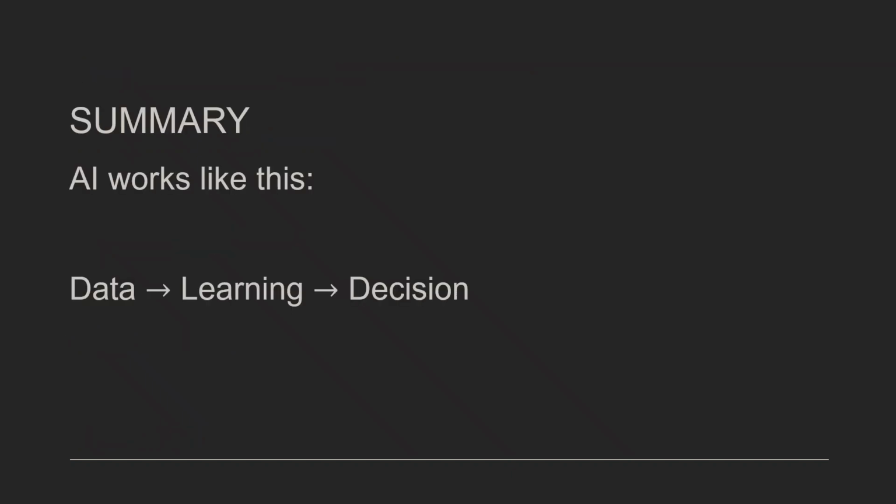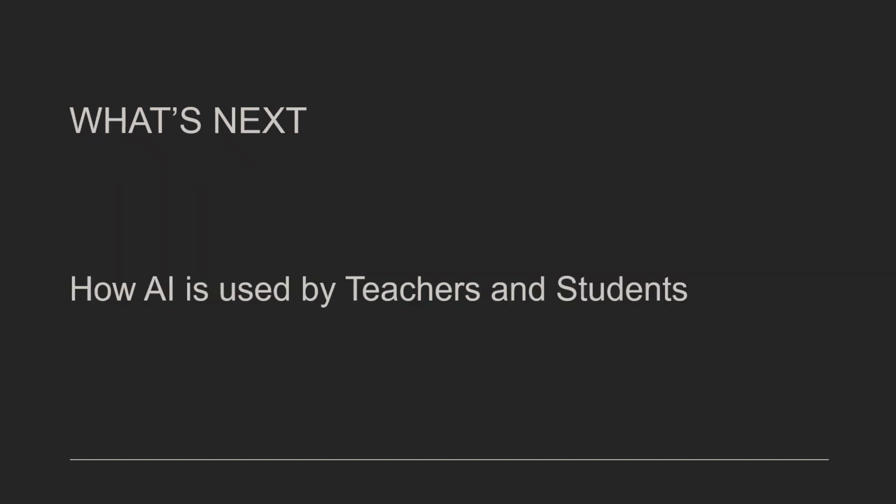So, to summarize, AI works in a very simple way: data, learning, and decision. In the next video, we will see how teachers and students can actually use AI in learning and teaching.